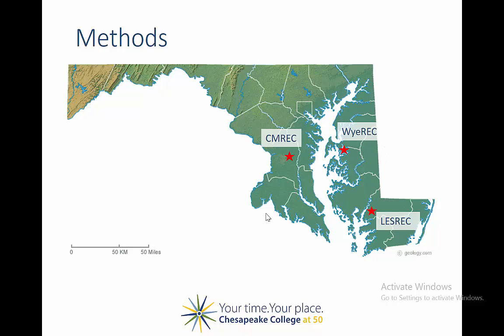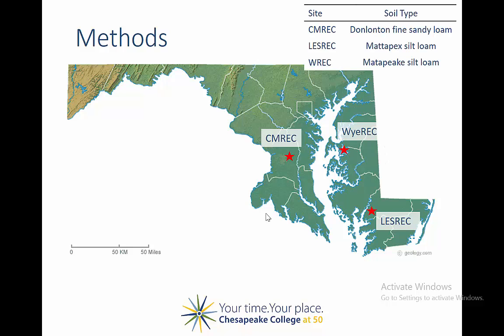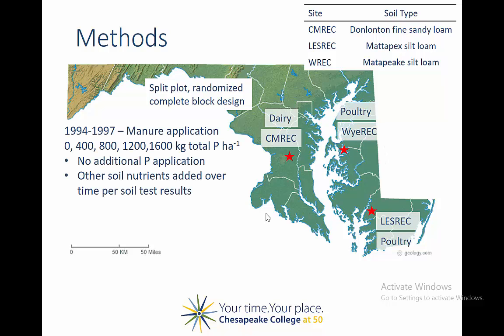All right, so we had 3 locations across the state. 1 on the Western Shore, 2, we got the Y and Poplar Hill. Those were the different soil types across the state. Split plot, randomized. We had 4 reps at each site, so we think we did it right.